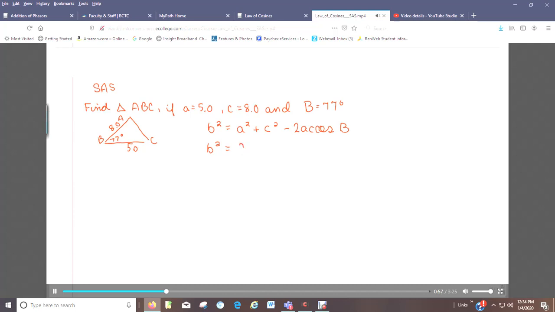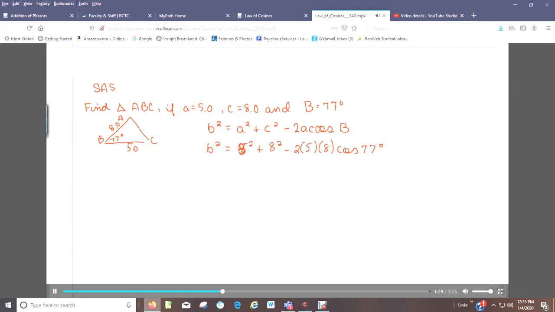A squared will be 5 squared. I'm sorry, A is the 5 squared. C squared will be 8 squared. Minus 2 times 5 times 8, and cosine of 77 degrees. And if you have a graphing calculator, you can put the entire right hand side of this into your calculator at once. If not, you'll have to take it step by step to get the answer that I'm about to get.